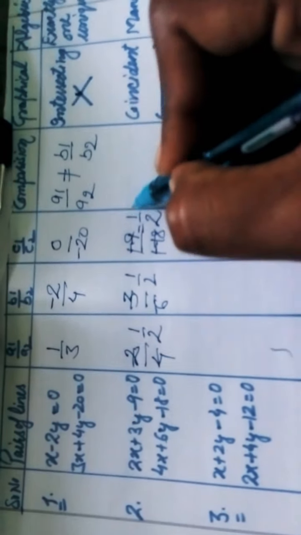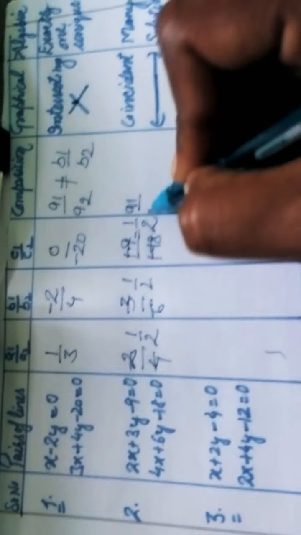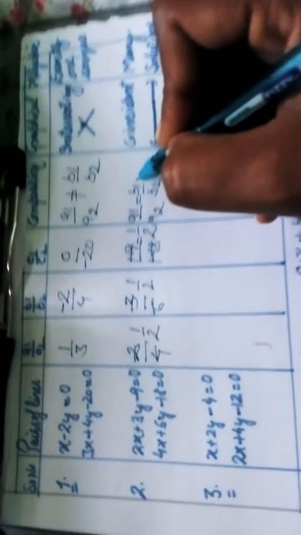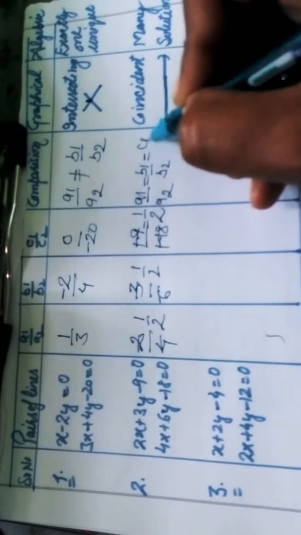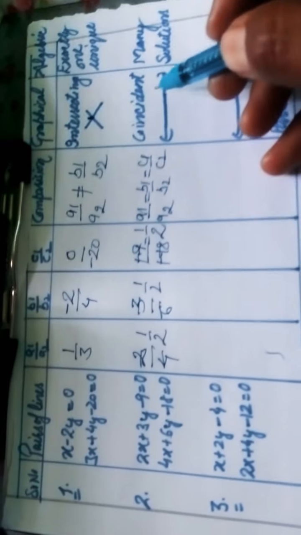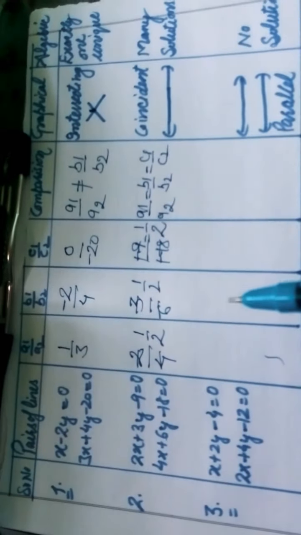So from here what I can conclude is that A1 upon A2 is equal to B1 upon B2 is equal to C1 upon C2. Okay, so these will have coincident lines and many solutions. You don't believe me? Let me take you to the graph already drawn. The graph is drawn in your book.